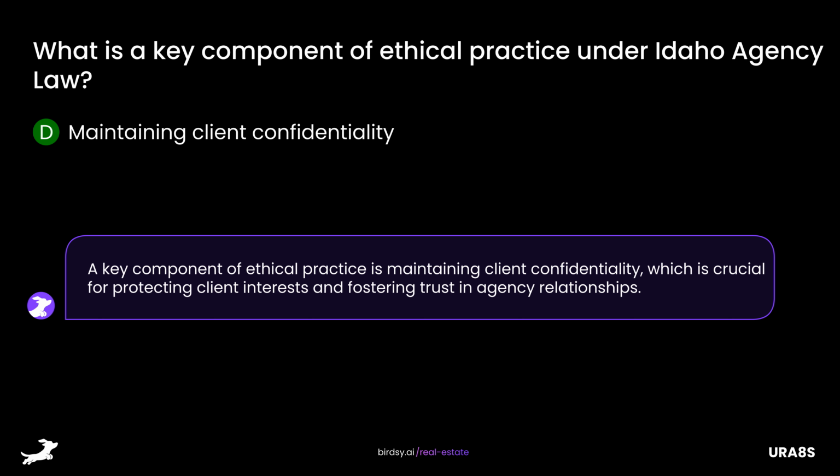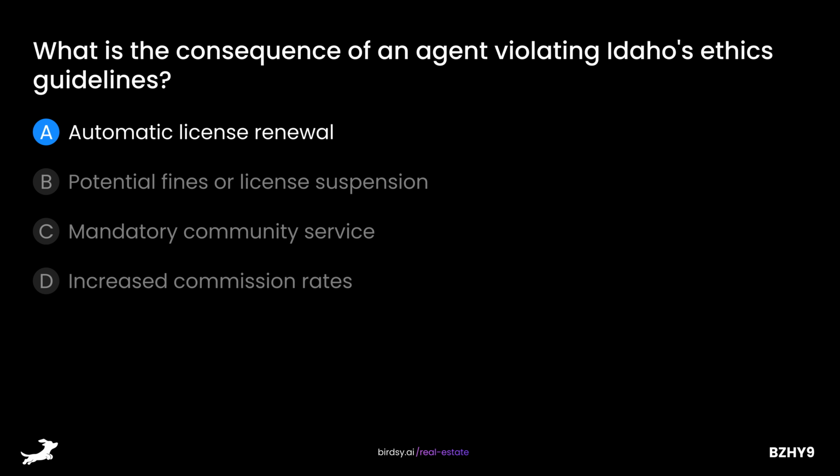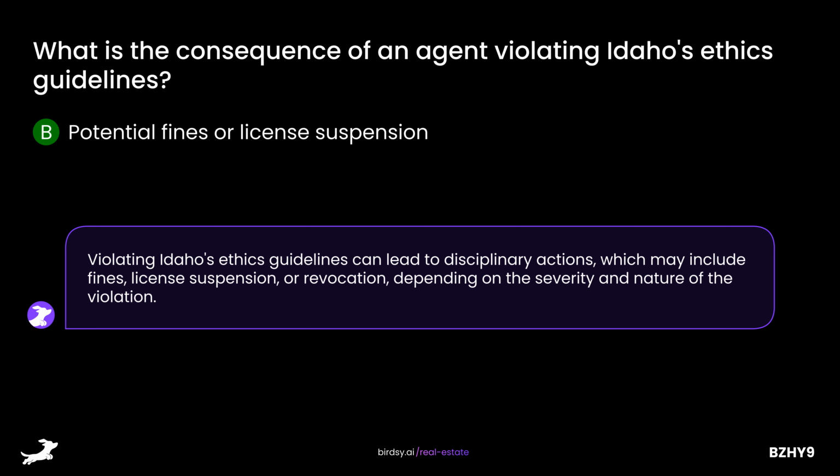What is the consequence of an agent violating Idaho's ethics guidelines? Is it A, automatic license renewal? B, potential fines or license suspension? C, mandatory community service? Or D, increased commission rates? The answer is B, potential fines or license suspension. Violating Idaho's ethics guidelines can lead to disciplinary actions, which may include fines, license suspension, or revocation, depending on the severity and nature of the violation.